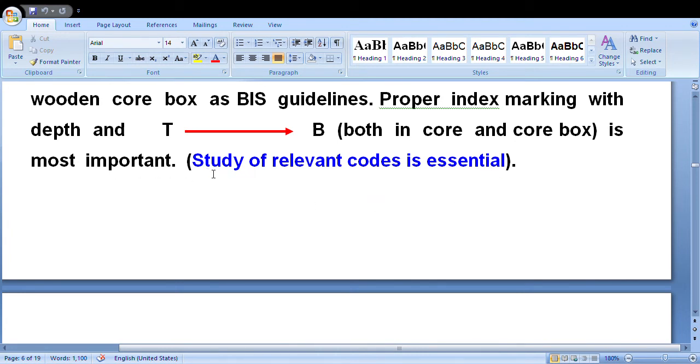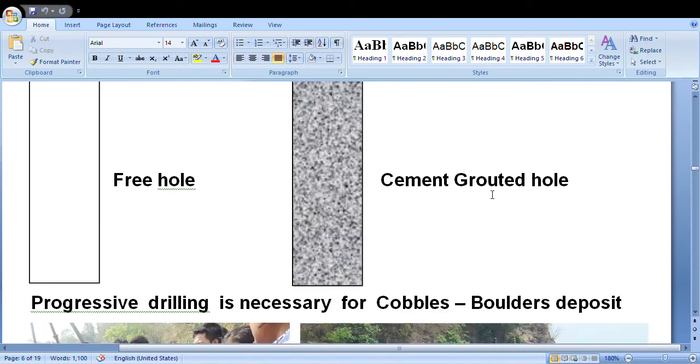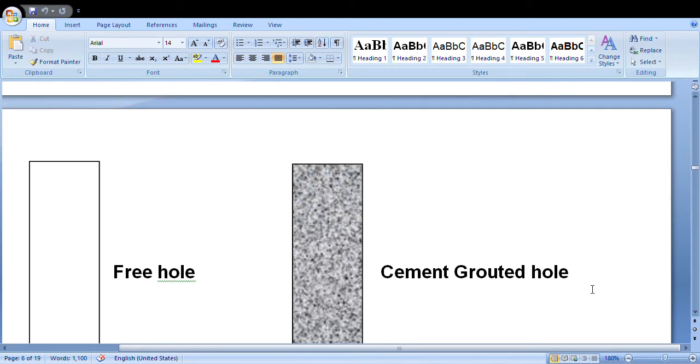Further, reading of relevant codes is essential to make up your mind. What is progressive drilling? Progressive drilling is, let's see, in case of cobbles and boulders, we may require about 50 meter or 60 meter drilling in cobble and boulder beds, especially in Arunachal Pradesh, northeastern hilly rivers, where man-sized to elephant-sized boulder beds are at the river bed.